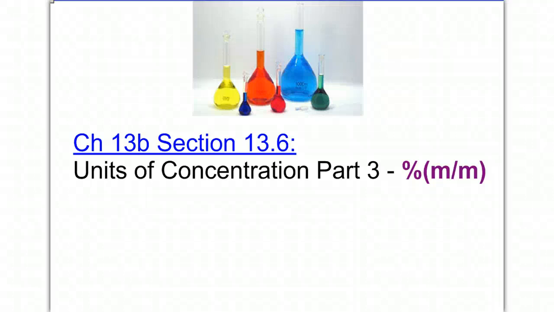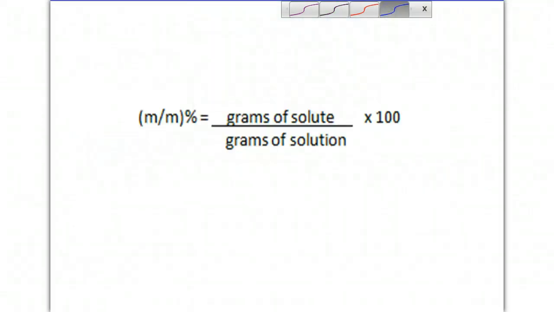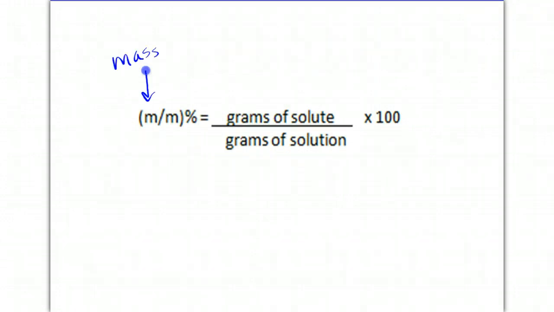Okay, units of concentration part 3 is going to be percent mass by mass. So our equation, note that this is going to be m/m, which stands for mass by mass, realizing that there are also such things as mass by volume and volume by volume. Our percentage is going to equal grams of solute divided by the grams of the whole solution. There's a little trick here though.